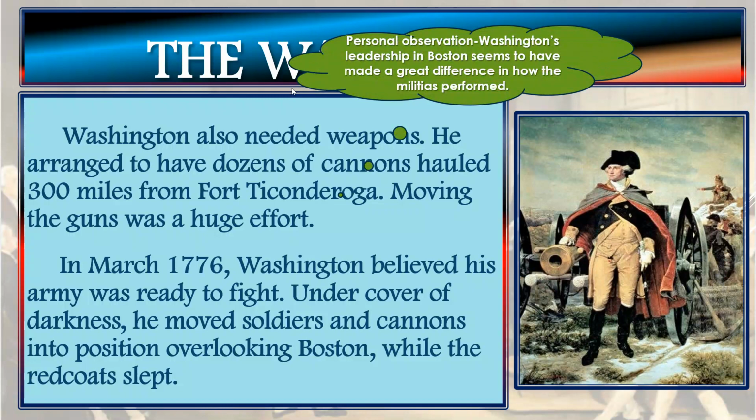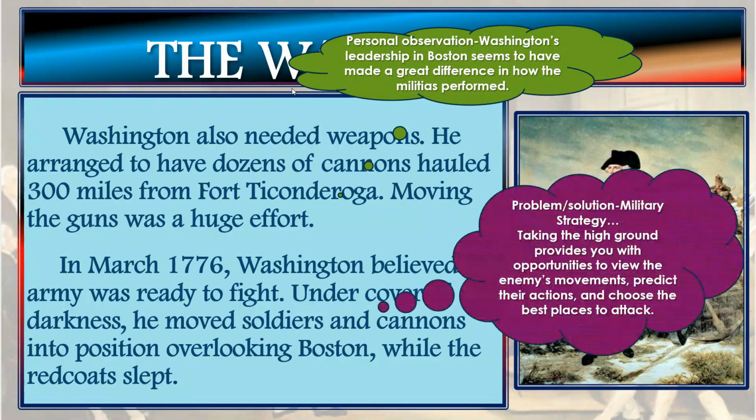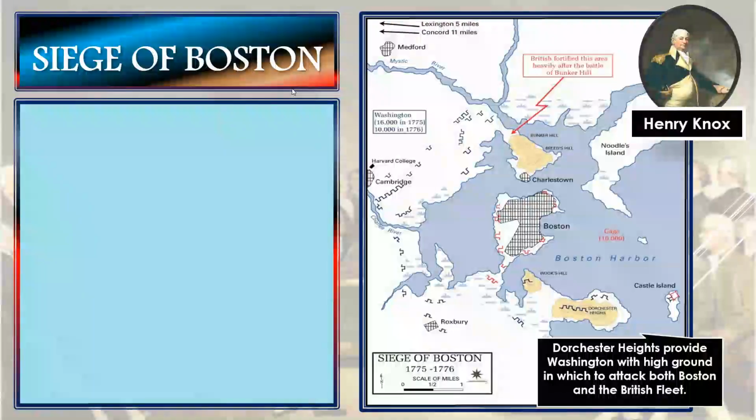So again, Washington's leadership in Boston seems to have made a great difference in how the militias performed. And again, problem, solution. Strategy: take the high ground, which provides you with opportunities to view the enemy's movements, predict their actions, and choose the best places to attack. And Washington does it again. He takes that high ground. Notice this, taking the high ground being so important to battle.